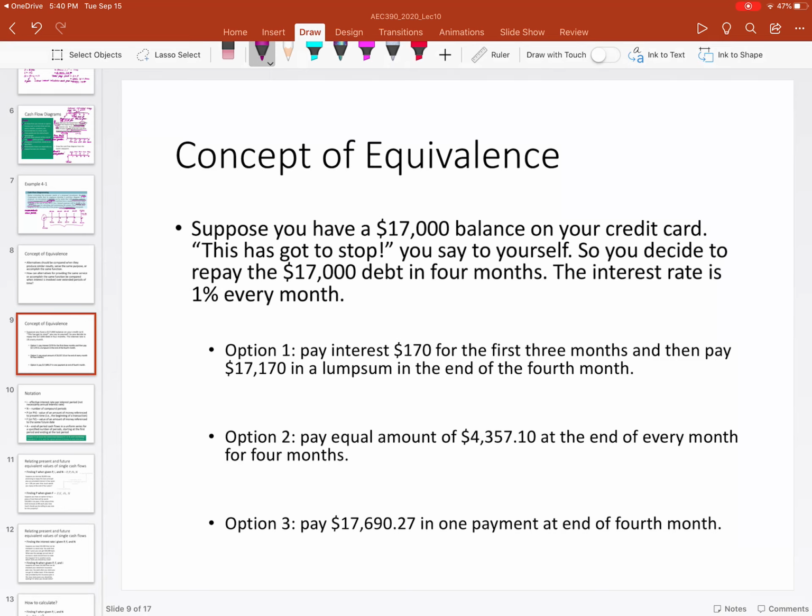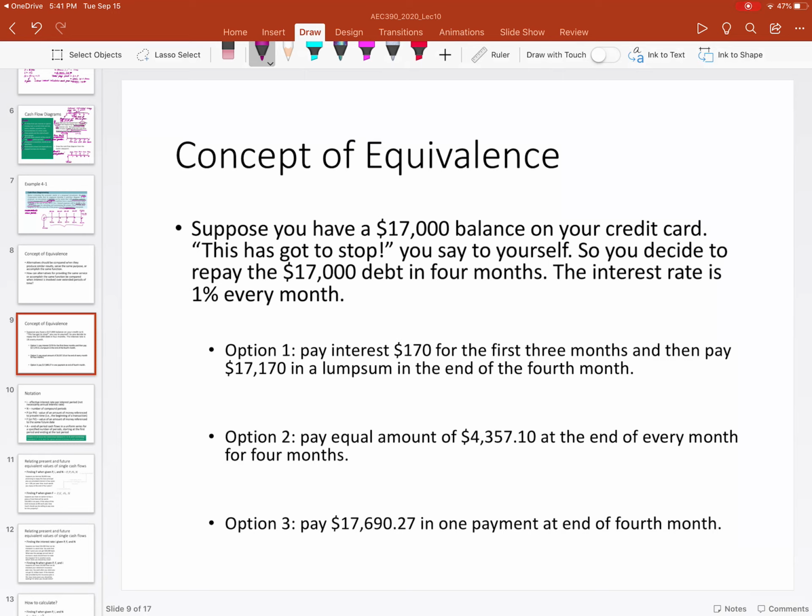So you decide to repay the $17,000 debt in 4 months. That's your plan, which means after 4 months you pay off this balance. And you know that the interest rate used by the credit card company is 1% every month. So every month, if you don't pay off, you will be charged some amount as interest, based on the interest rate of 1%. Every month the company will calculate that interest. So you have 3 options to pay off.